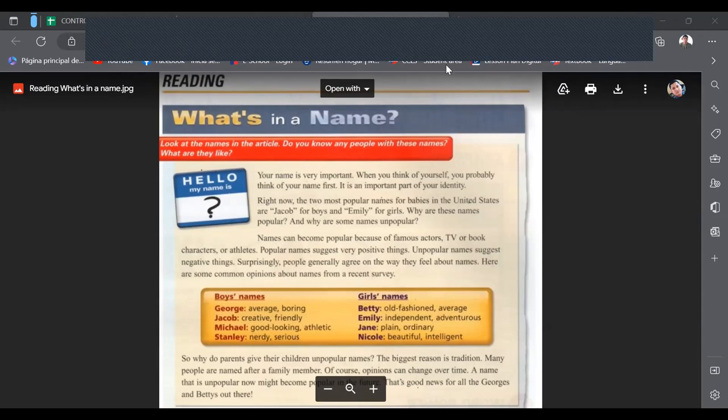Leo desde las indicaciones. Dice, what's in a name? Look at the name in the article. Do you know any people with unusual names? What are they like?